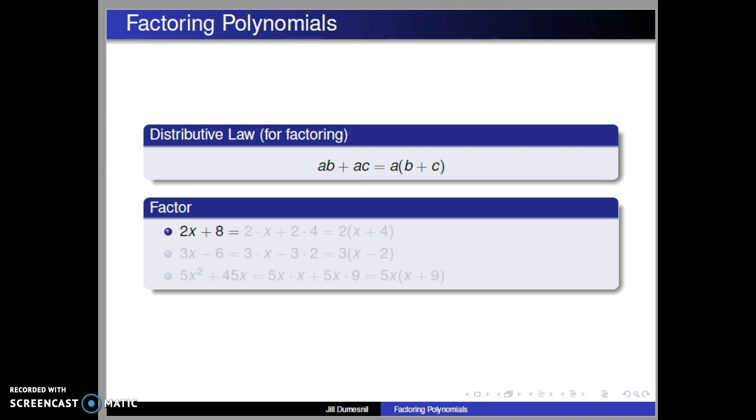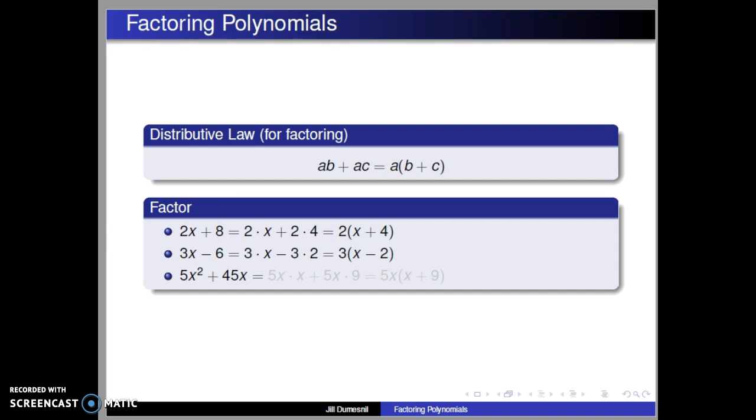To factor 2x plus 8, we first notice that both coefficients are multiples of 2. So we can undistribute the common factor of 2. When you start to factor, it's always a good idea to check your factorization by multiplying back. To factor 3x minus 6, we notice that both coefficients are multiples of 3. So we can undistribute the common factor of 3, leaving a second factor of x minus 2.